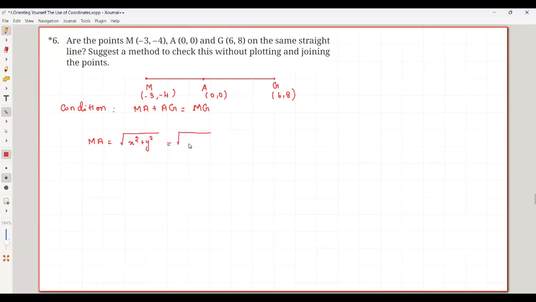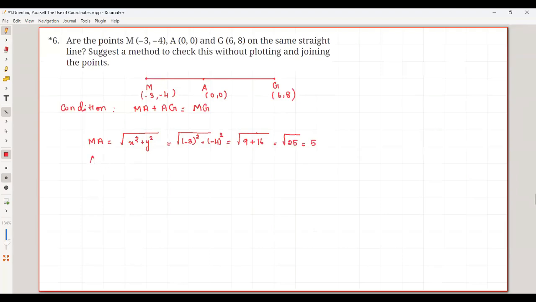So -3 square plus -4 square. -3 square is 9, plus -4 square is 16. 9 plus 16 is 25. Now MA is equal to the square root of 25, which is 5. MA is equal to 5. Next, I have to find the distance of AG.